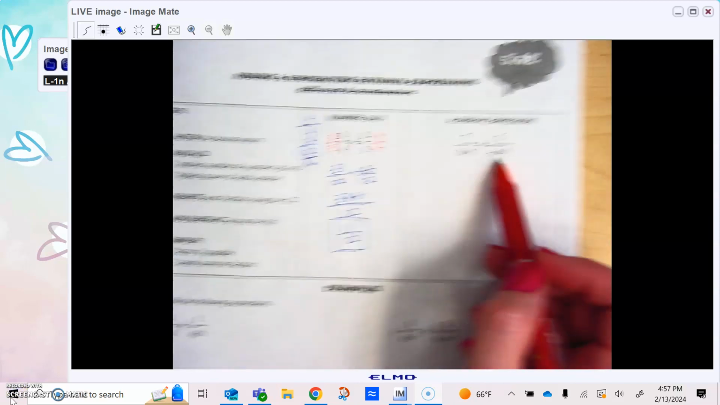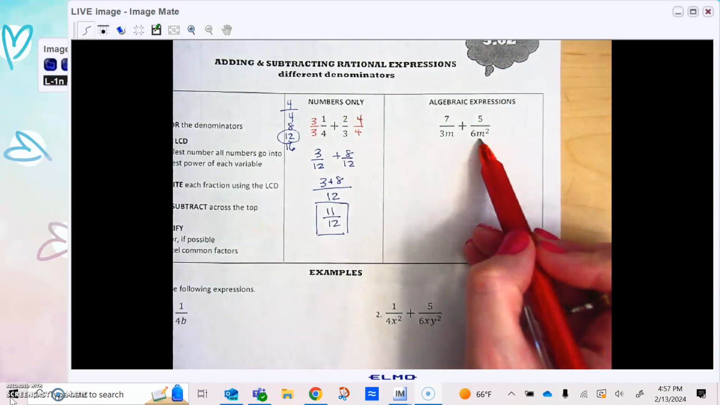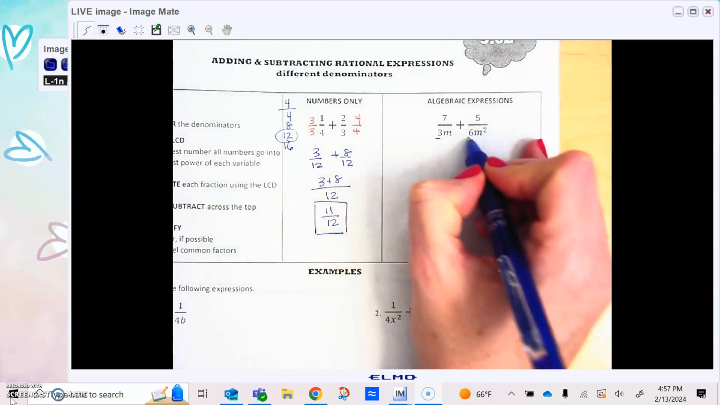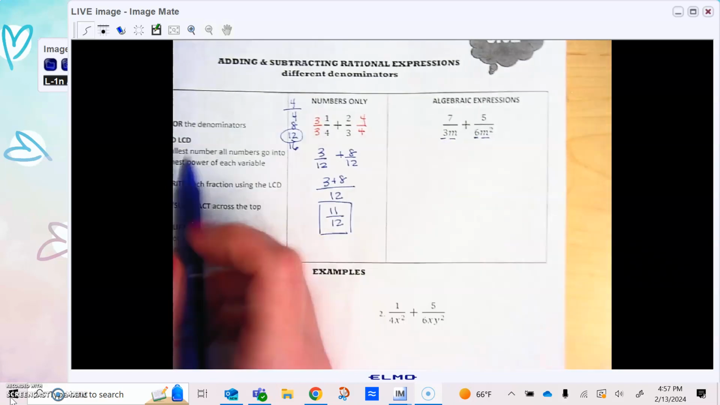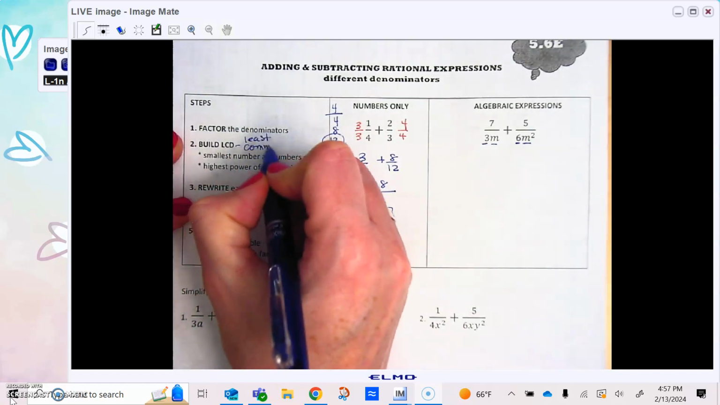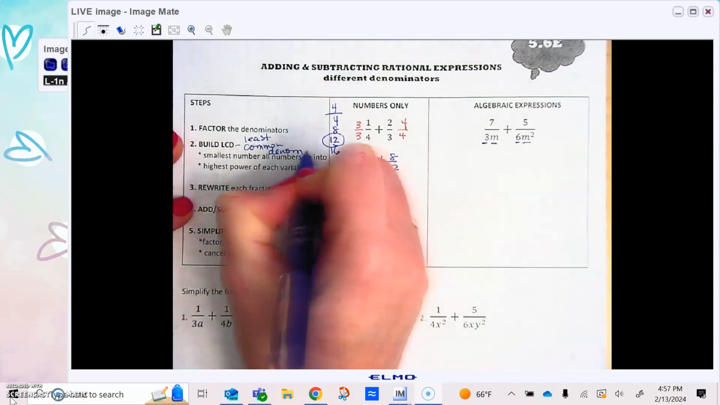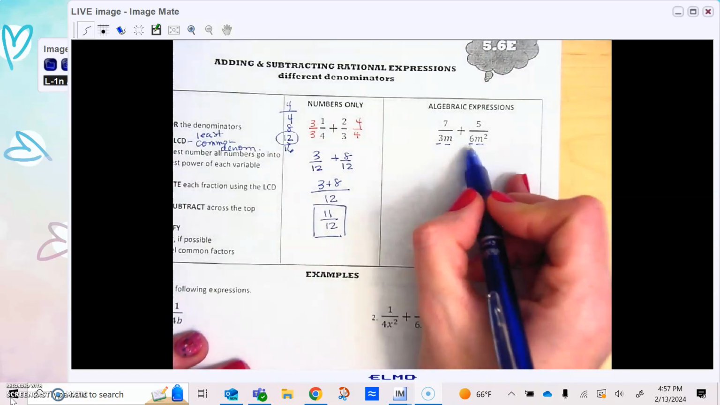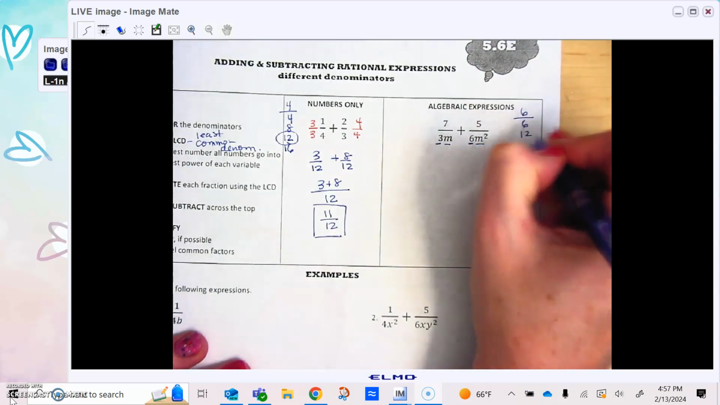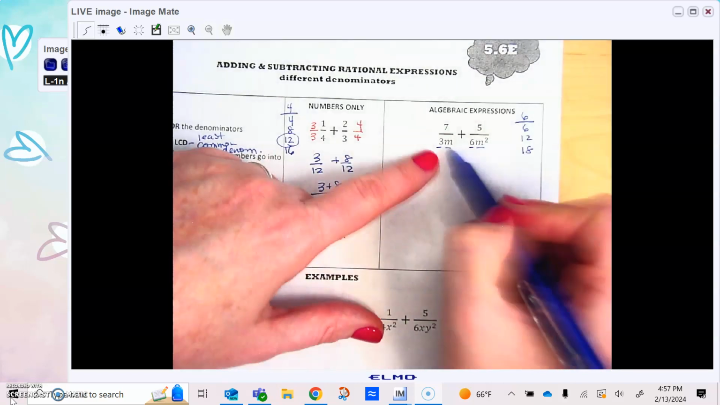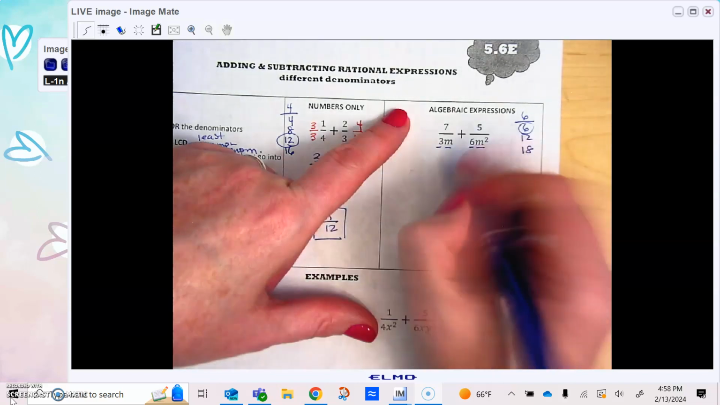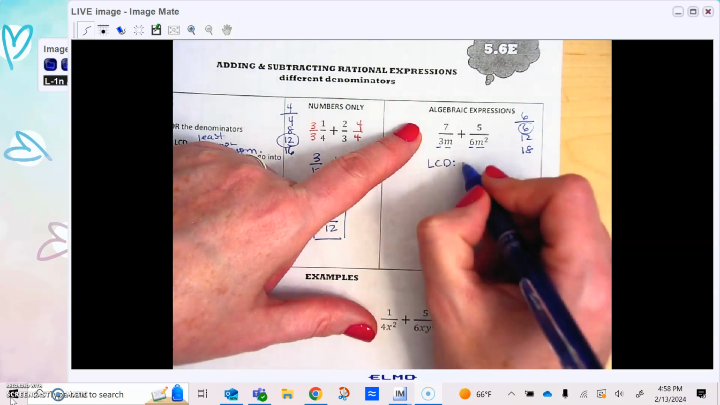All right, so for this example over here, now you see there's variables involved. So we're going to take this in sections. There's the number section and the variable section. And we're going to build what's called an LCD, which stands for least common denominator. So that means we want the smallest number that the number parts go into. So I'm going to start with the bigger number and list multiples. And now notice the very first number works for the 3 also. So that's going to be the smallest number that both 3 and 6 go into. So the first part of my LCD is 6.